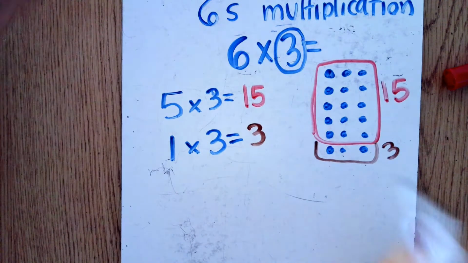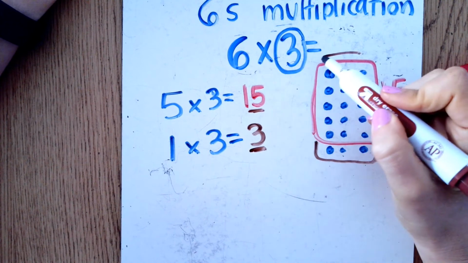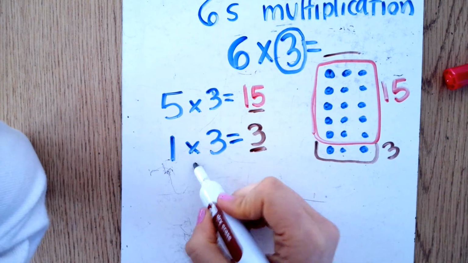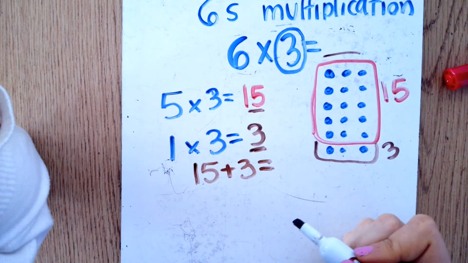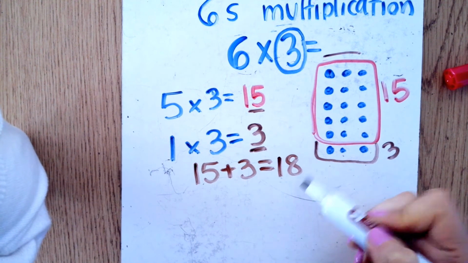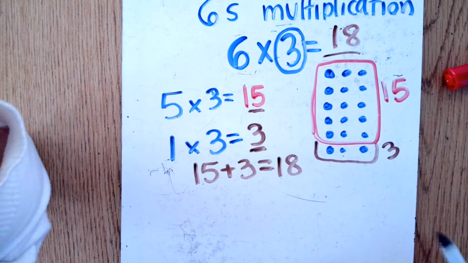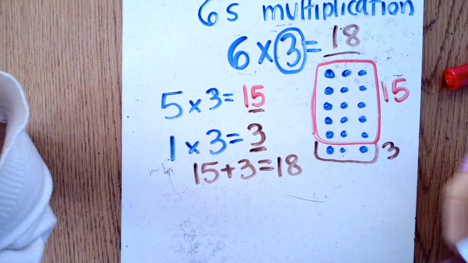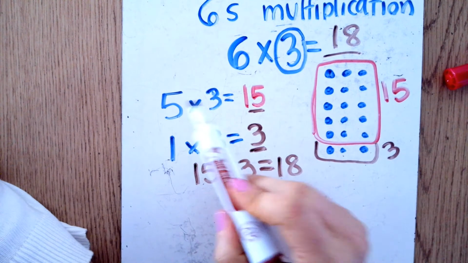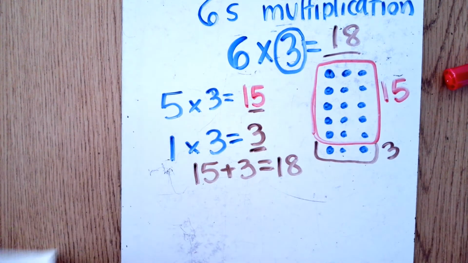Now remember, when we add these two numbers together, that's going to be your answer for 6 times 3. So we have to go 15 plus 3. What does it equal? It equals 18. So 6 times 3 is 18. Now when your child is doing work on their own, they don't have to draw the array, but it is helpful. Some students are able to just do this part. They just write these equations, but some students find it helpful to draw that array as well. All right, we'll try one more.